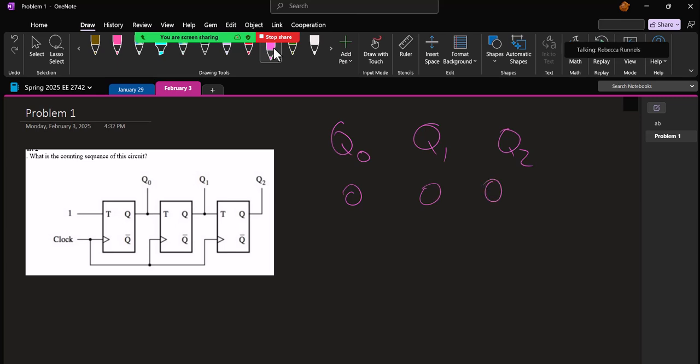Okay, so first of all, is this a positive edge triggered flip-flop or a negative edge triggered flip-flop? Or is it a latch? I think it's positive. It is. It's a positive edge triggered flip-flop. What that means is anytime the clock goes from low to high, that is when the flip-flop changes its value, if it's going to change. And that's the only time it's going to, is when the clock goes from 0 to 1.